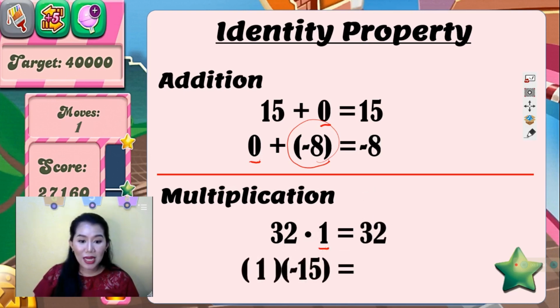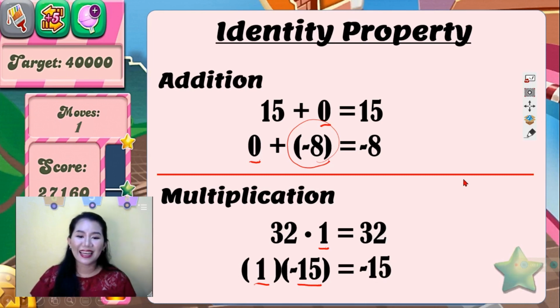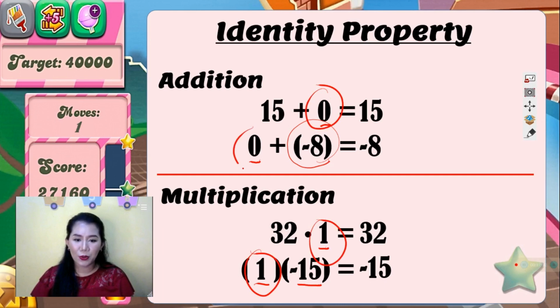If you have 1 times negative 15, okay, remember? Dalawang parenthesis na yan. Tinuro ko na, sabi ko, it means multiplication. So, ano man ang number na i-times mo sa 1, the answer is always that number. Okay, so 1 times negative 15 is negative 15. So, the identity number here is 1. While sa addition ay 0. Okay, so that is what we meant by identity.